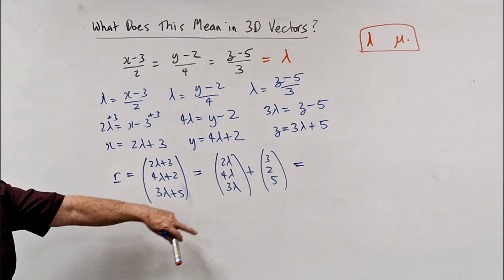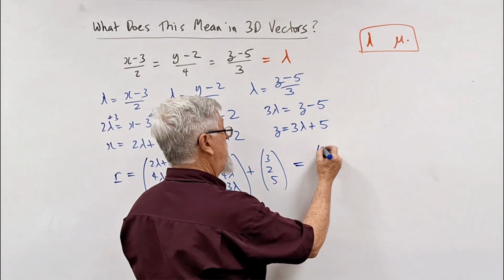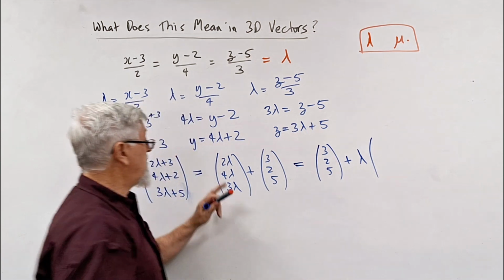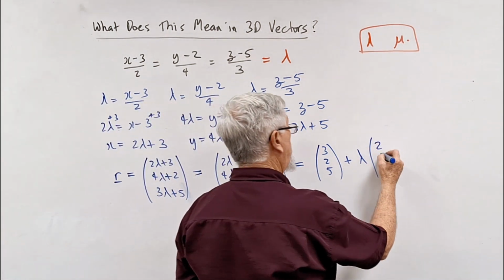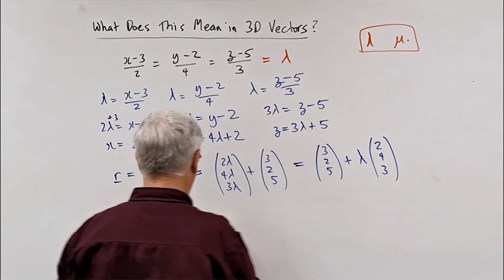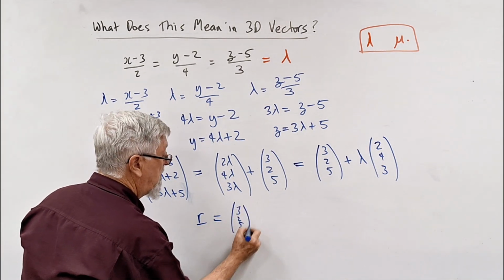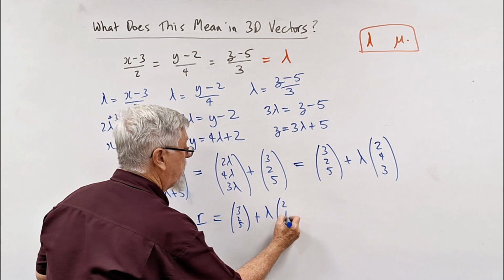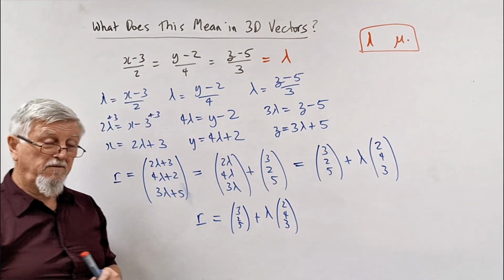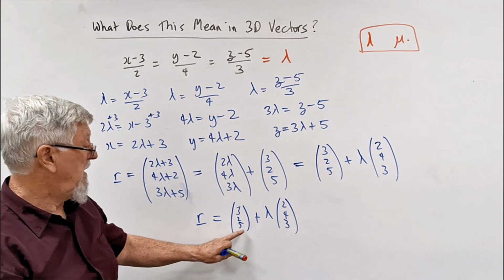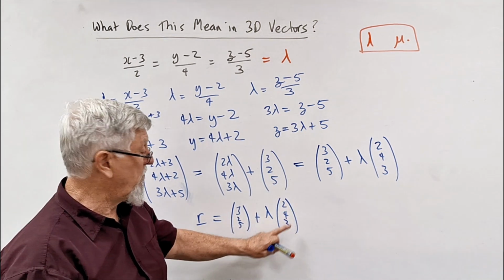Now, what's going to happen here? Most people will write the 3, 2, 5 first, and then they'll take out the lambda as a common factor, and you're left with 2, 4, 3. So we've got that r is (3, 2, 5) plus lambda of (2, 4, 3). And you go back to what does that mean if you're not confident in what you're doing? We're starting at a point, and we're adding a certain number of 2, 4, and 3.